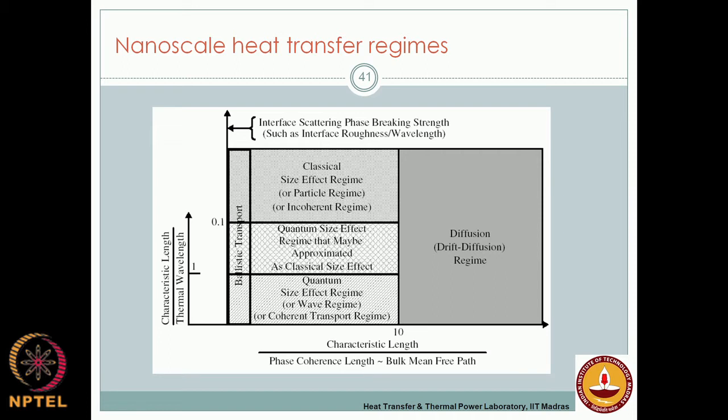Whereas, if you are talking about the order of several hundreds of nanometers, where the wavelength could be 1 nanometer, 2 nanometers, whereas the device dimension is of the order of 100 nanometers, in that case you are above the thermal wavelength regime, and you describe it by what is called a classical subcontinuum regime, or also the particle based regime. Okay. So, these are very interesting regimes.